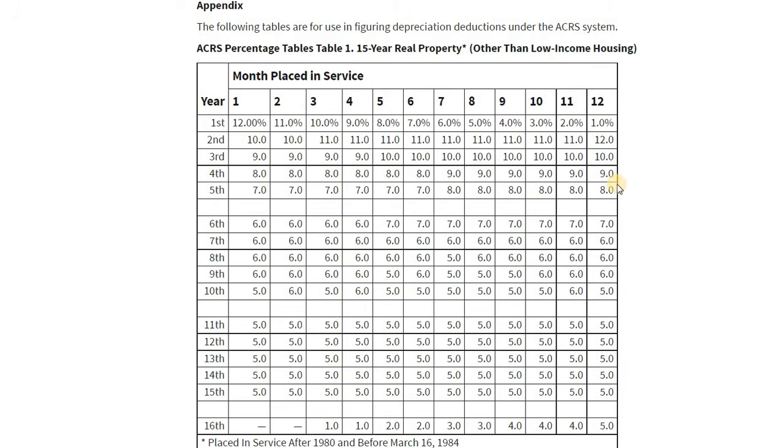When we have commercial property, straight line method spread out over 39 years. Pre-1987, you had this 15-year property recovery period, and you have the larger percentages in the early years. So that's why we have this recapture issue.